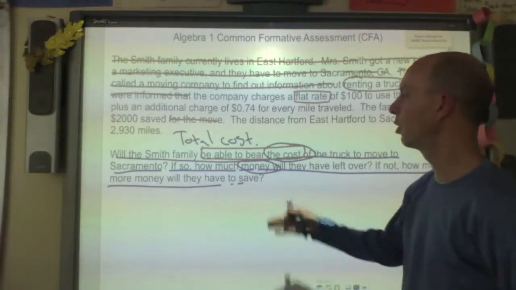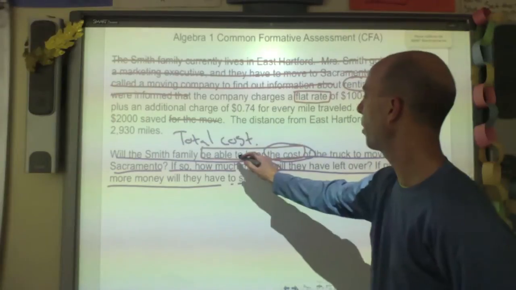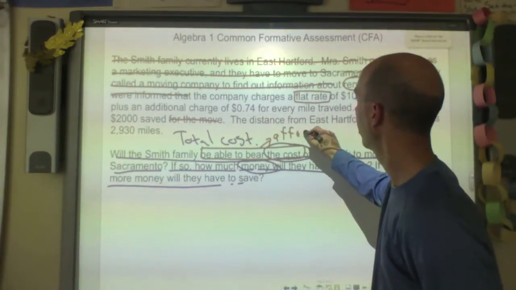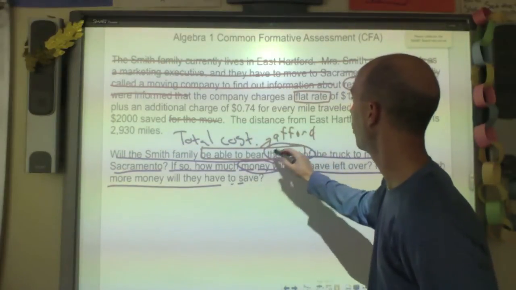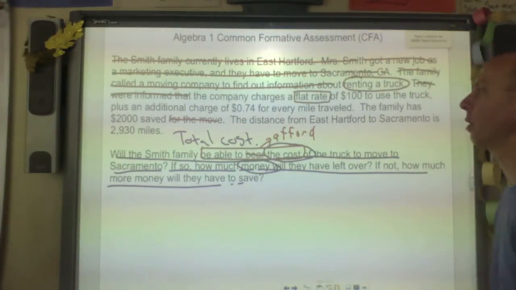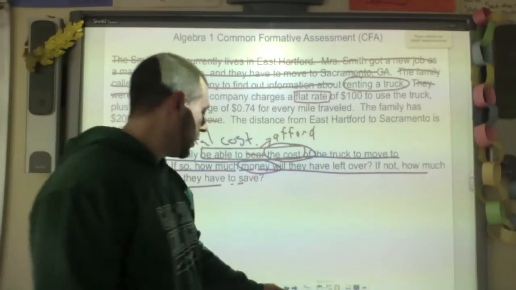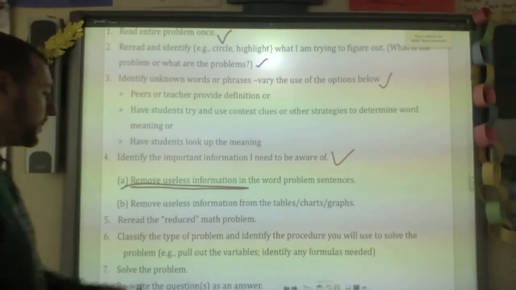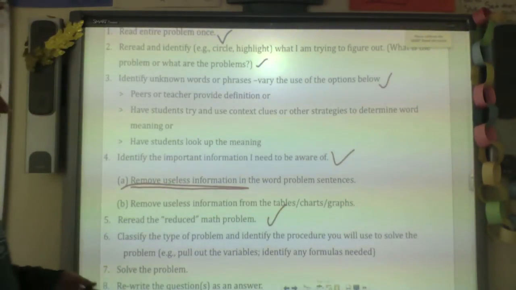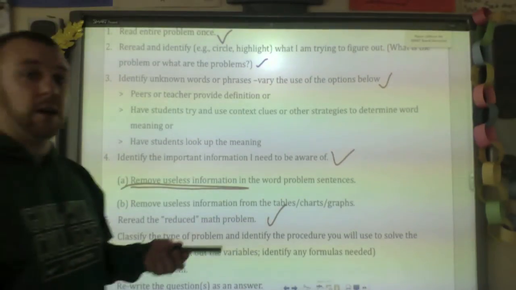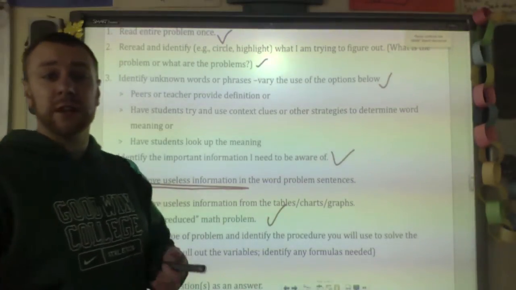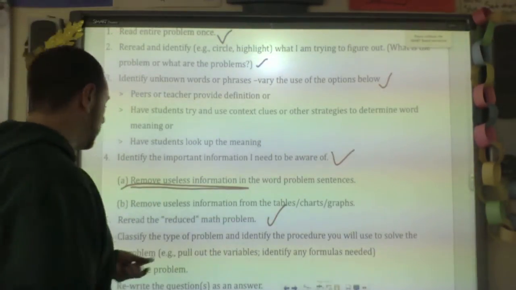Excellent. And another thing, as you are looking at your vocab, if you had found out what that meant, bear the cost, you might write right in here, will the Smith family be able to afford the cost? So you might actually put the other word in there if that helps out. Okay. So we've reread it. Now we're going to classify the type of problem or procedure that we're going to use. So we're going to have to pull out some variables. We're going to have to figure out, are there any formulas or equations that we can use? That sort of thing.